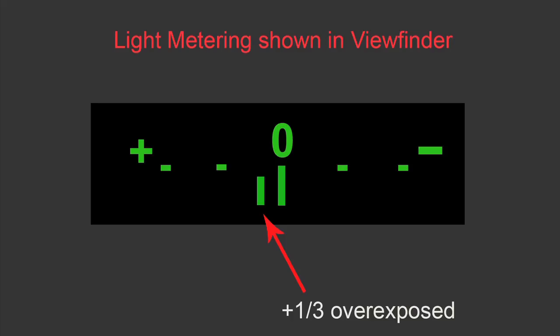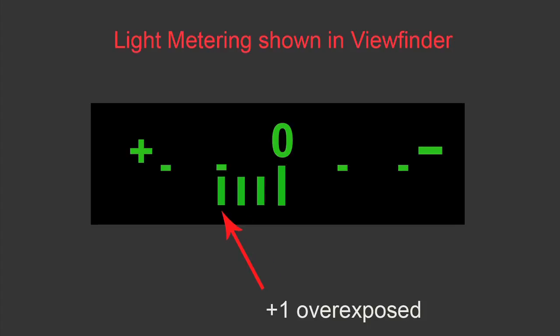And if your meter is leaning towards the plus, it means that your picture will be overexposed. So here we have that your picture will be 1/3 of a stop overexposed, here 2/3 of a stop overexposed, here 1 stop overexposed, and so on.